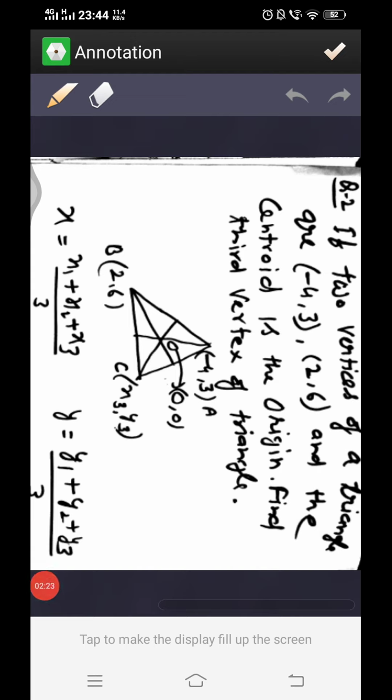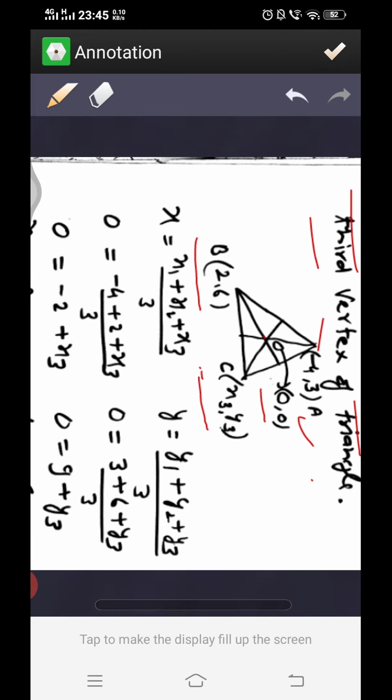Let's take another question. If two vertices of a triangle are (-4, 3) and (2, 6) and the centroid is the origin, find the third vertex of the triangle. So we can see here the coordinates of vertex A are (-4, 3), and the coordinates of vertex B are (2, 6). Let the coordinates of vertex C be (x3, y3) and the centroid is the origin. The coordinates of the origin are (0, 0). So this 0, 0 are the values of x and y, and the vertices are (x1, y1), (x2, y2), (x3, y3).